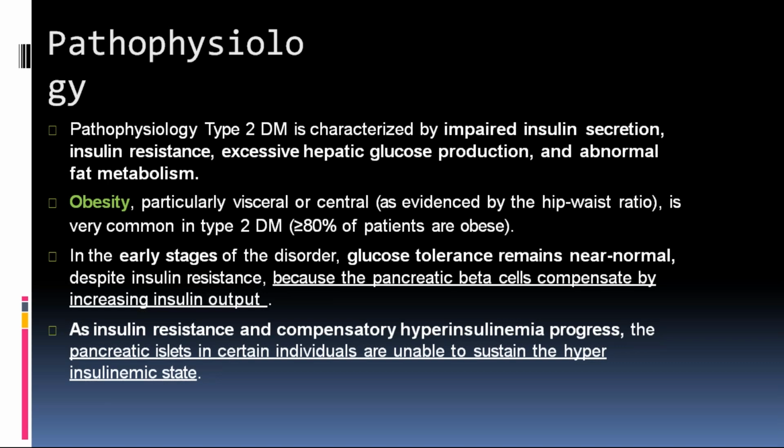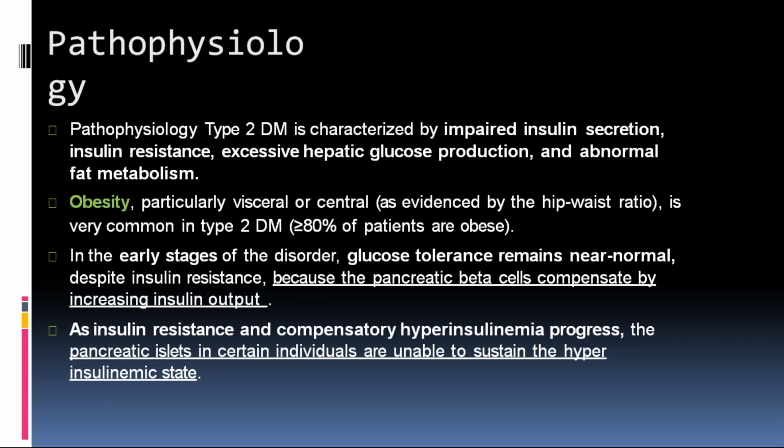In the early stage of the disorder, glucose tolerance remains near normal despite insulin resistance because the pancreatic beta cells compensate by increasing insulin output. As insulin resistance and compensatory hyperinsulinemia progress, the pancreatic islets in certain individuals are unable to sustain the hyperinsulinemic state.